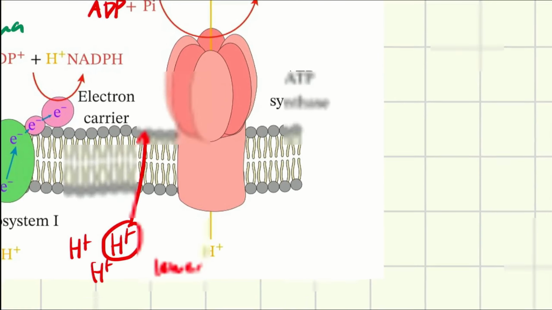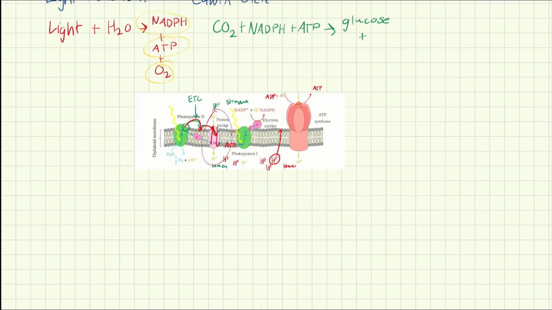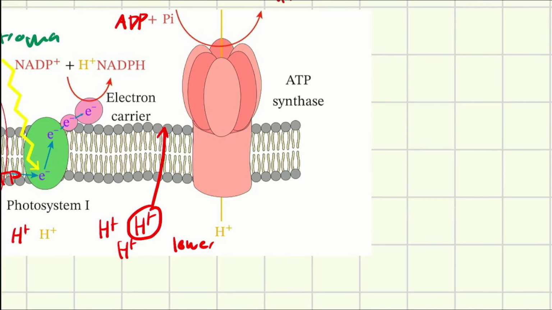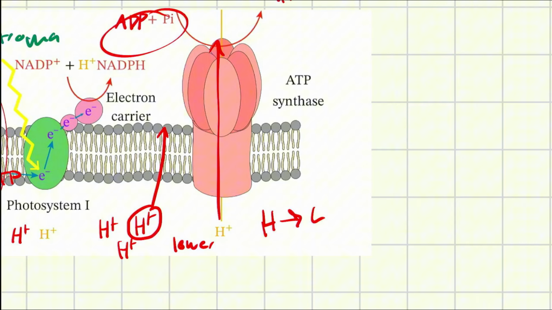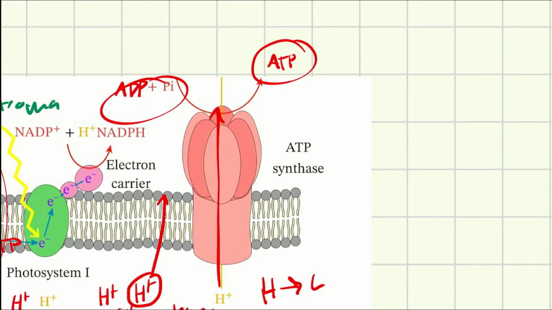As hydrogen ions diffuse across from a high to low concentration, it facilitates and essentially turns that motor over here, which can be used to jam on that phosphate group to our ADP, to in the end create ATP for our Calvin cycle, the energy that we want.